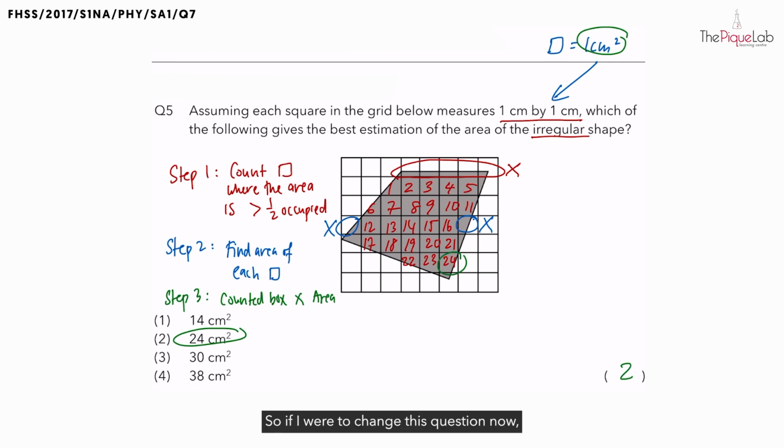So if I were to change this question now, where the grid boxes are now 2 cm by 2 cm each, what will be the estimated area of the figure? Since the area of each box becomes 4 cm square, the answer will change to 24 boxes which I counted, multiplied by 4 cm square, which will be 96 cm square. So in summary, count the boxes which are only more than half occupied, and always check the dimensions of each box whenever you do such questions.